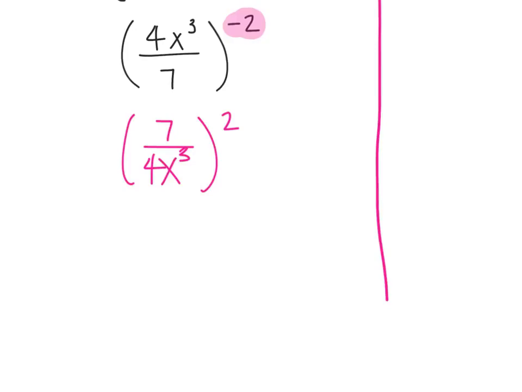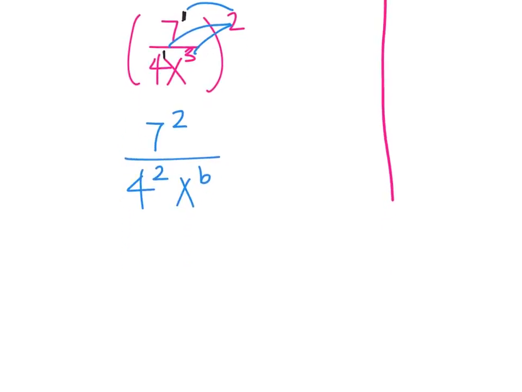Well, now I can actually square that. Remember, exponents outside get distributed to all the exponents inside. Let me make sure everything has an exponent on the inside. So 2 times 1 is going to give me 7 squared. 2 times 1 is going to give me 4 squared. 2 times 3 is going to give me x to the 6th. And just doing some basic math, I end up with 49 over 16x to the 6th. That's the answer that we're going to come up with.